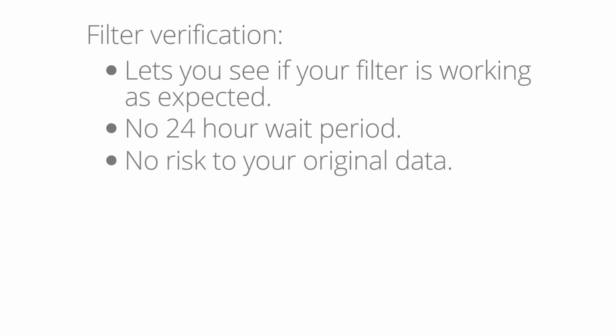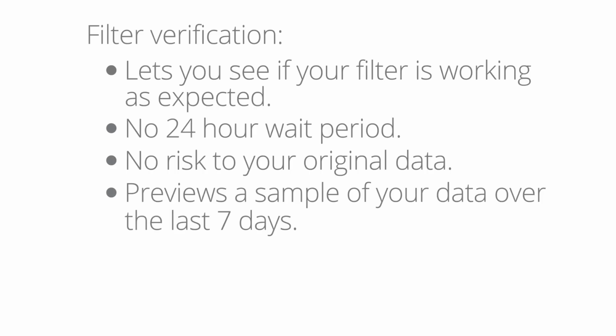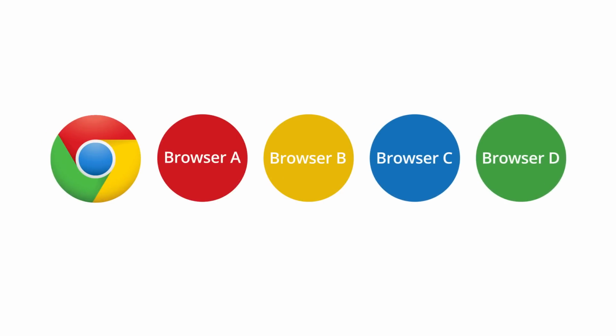It does this by providing a preview of how the filter will impact a sampling of your actual data collected over the last 7 days. For example, suppose you want to create a filter that excludes all traffic from the Chrome browser.